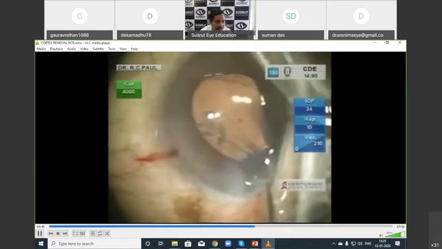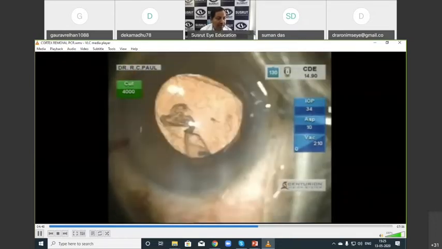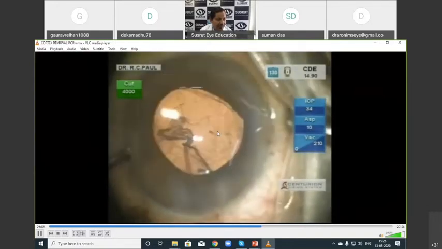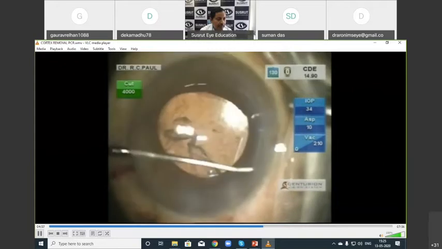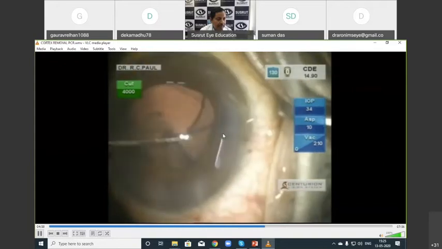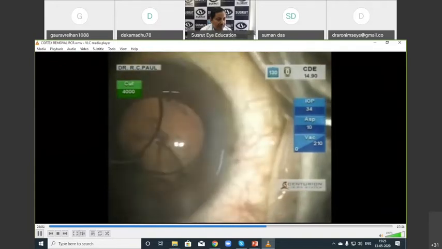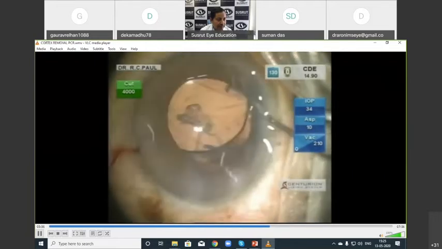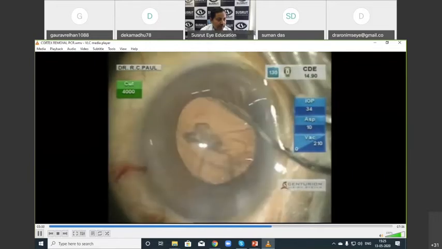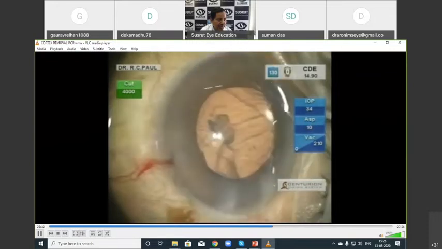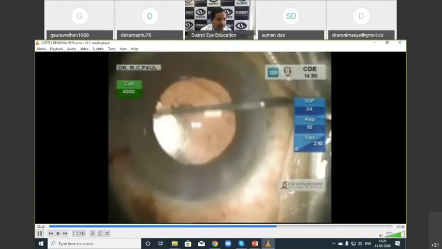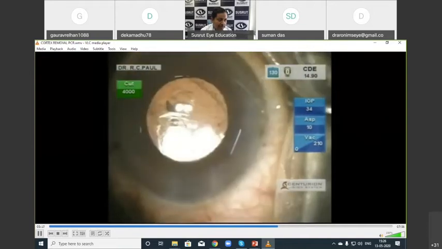A gentle rotation. In small pupils, as I mentioned, if you are not very sure, even at this stage you can retract the iris and make the opening bigger. Now, the advancing haptic has come out from the sulcus. Take your time. Rotate the IOL, maintaining the plane. And nicely you can put it in the sulcus.